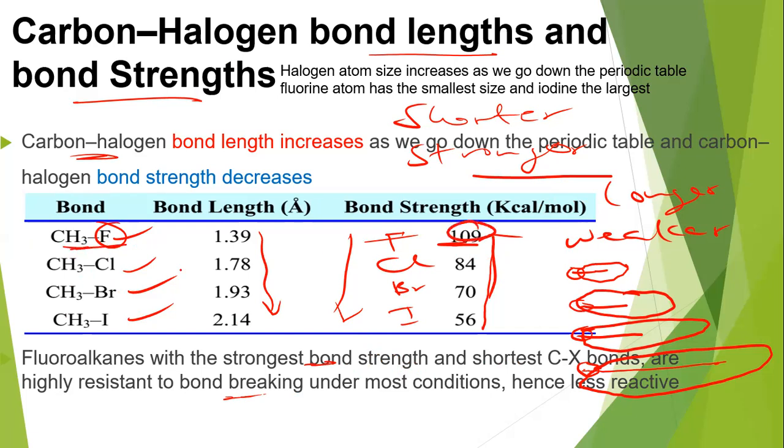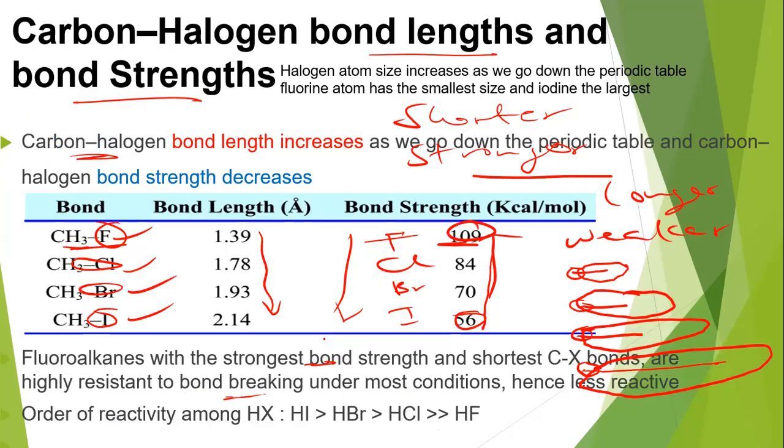Good. So per that analogy, this one will be the least reactive because the bond is the strongest, followed by this one, and then this one, and then the C-I will be the most reactive because it has the weakest bond. Are we following? So this is the order explained to us in the next slide, right? In terms of reactivity, the most reactive is HI and the least reactive is what?